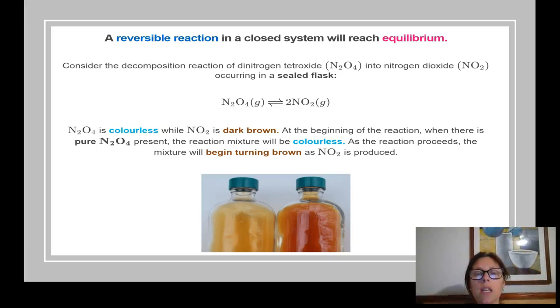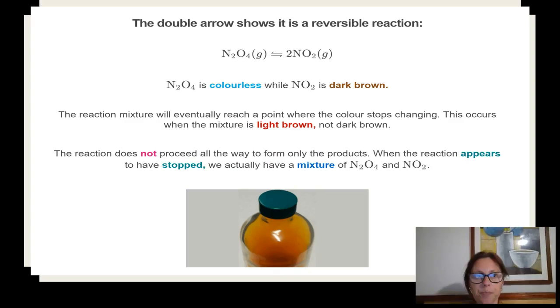So an example of this is nitrogen dioxide converting into dinitrogen tetraoxide. So when we have our initial reaction, our initial nitrogen dioxide is actually colorless, and our dinitrogen tetraoxide is a dark kind of browny color. And so as the reaction progresses, we will see that dinitrogen tetraoxide being produced and then it moving back. And once equilibrium is achieved, we'll get a light brown colour.